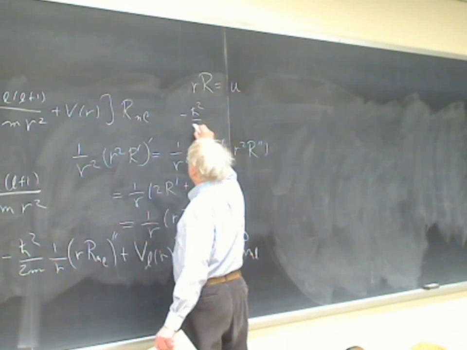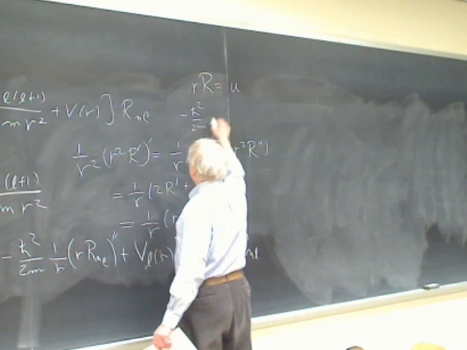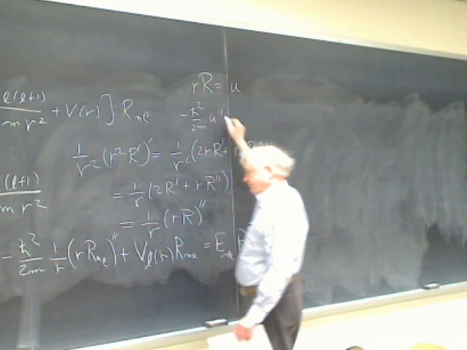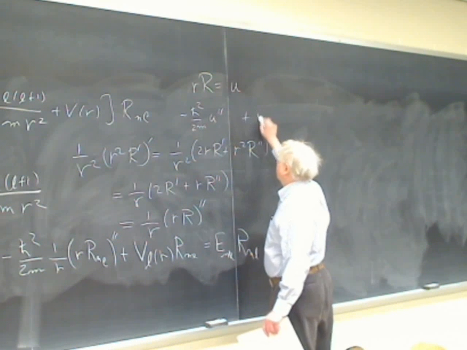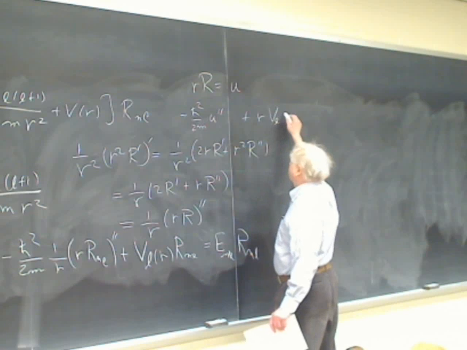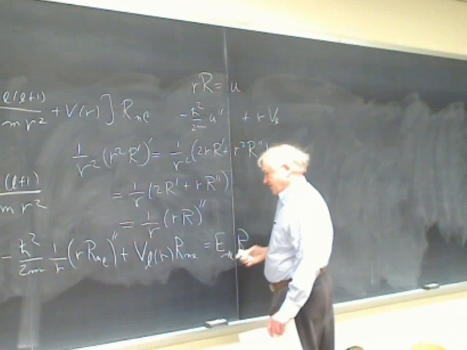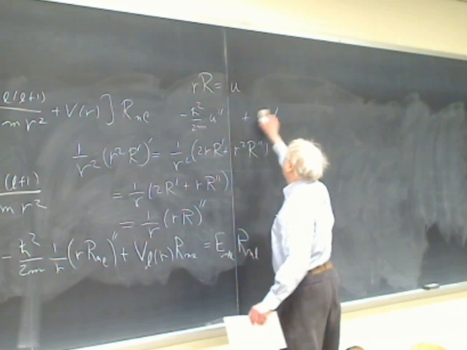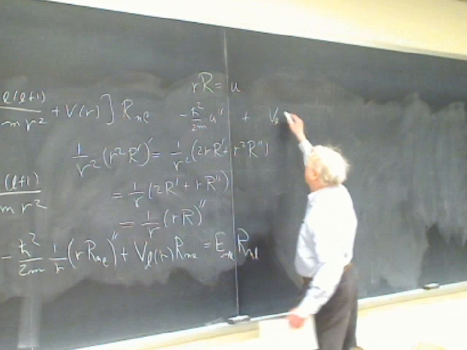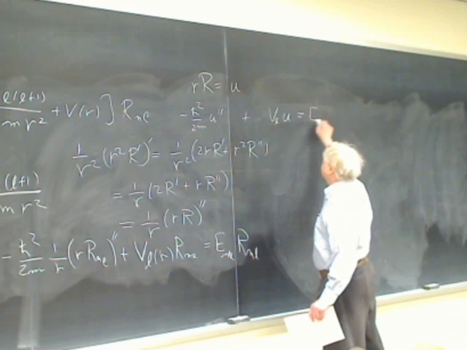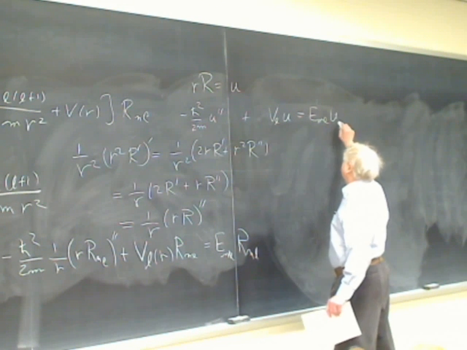minus h bar squared over 2m U double prime plus V sub L U is equal to E n L U n L.